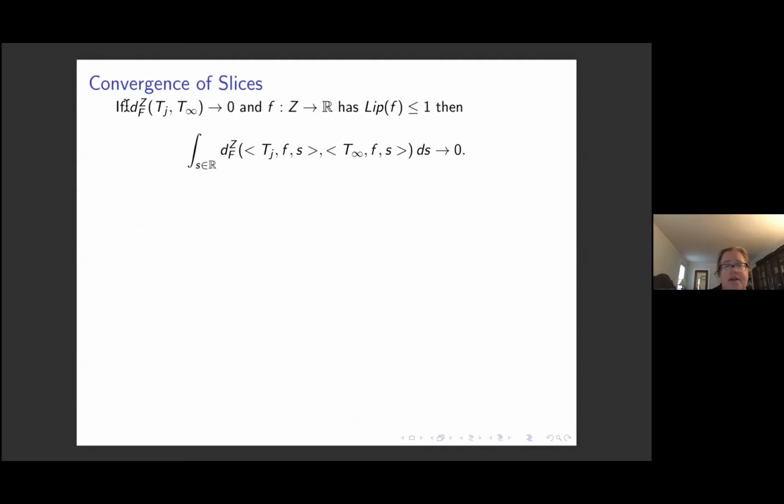So if the flat distance between T_j and T infinity is going to 0, and F has Lipschitz constant less than or equal to 1, then this integral converges to 0. So for almost every S, there's a subsequence such that each one of these converges to 0. That's how we can remove the integration.